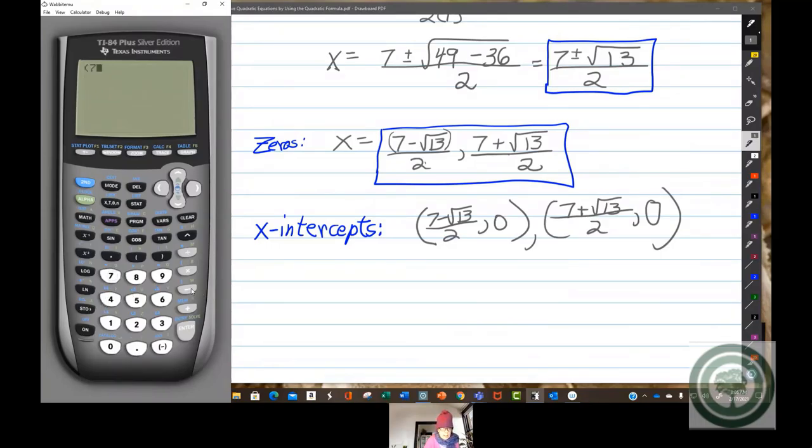Here I go. Now watch carefully what I do. I have to put the numerator in parentheses when I'm using the calculator. So, left parenthesis 7 minus the square root, which is above the x squared key, of 13. Now, take your right arrow key and click it so that you're on the outside of the radical. Then click the right parenthesis. Then divide by 2.